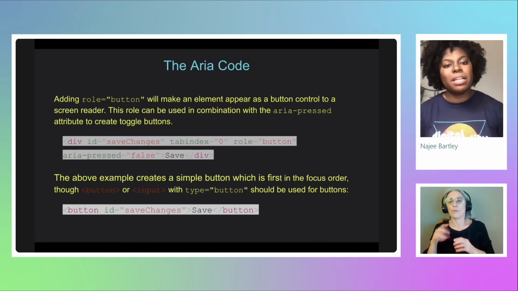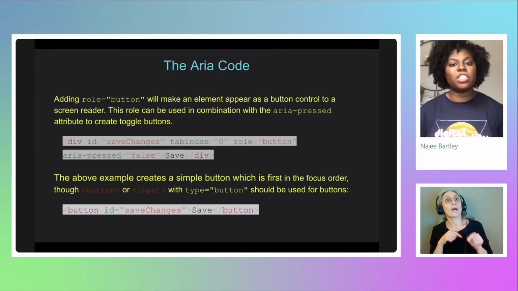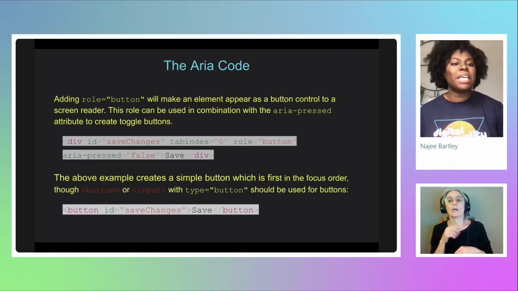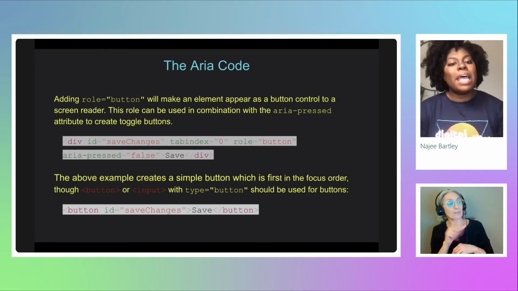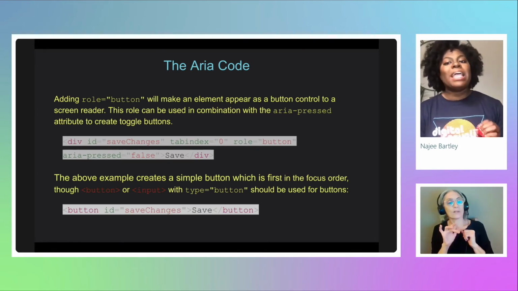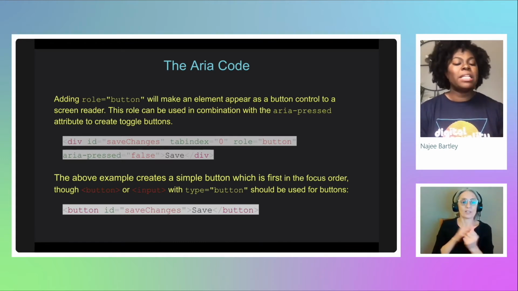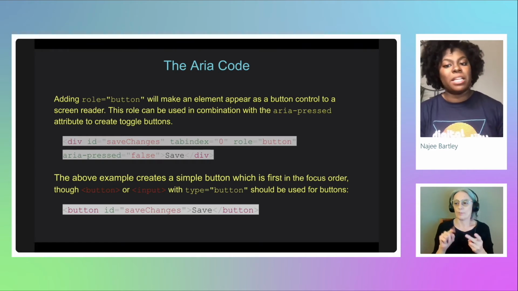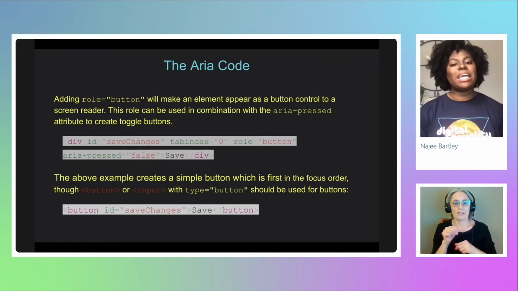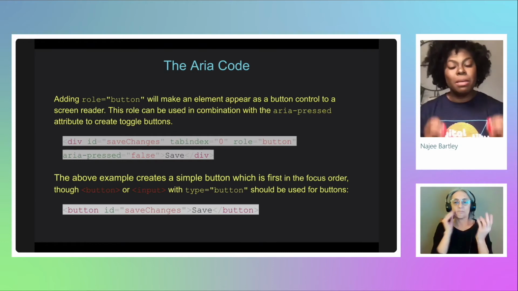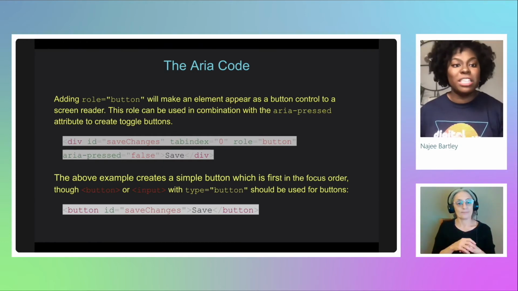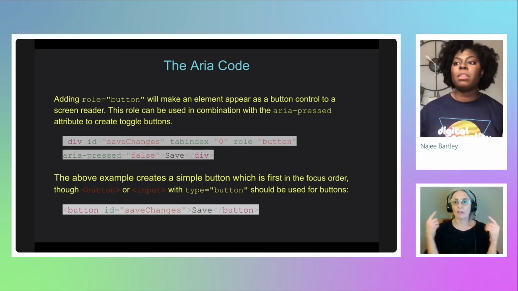So it's not going to read ARIA button to the client. It's going to say, this is a button, save. The above example creates a simple button, which is first in the focus order through a button tag or an input tag with a type of button. So it's letting people know that this is a button, and it's not reading all the crazy text. It's just saying this is a button.